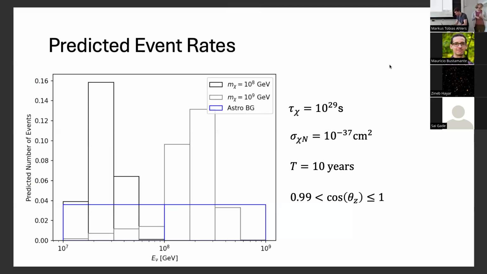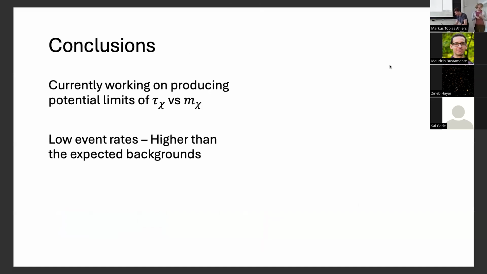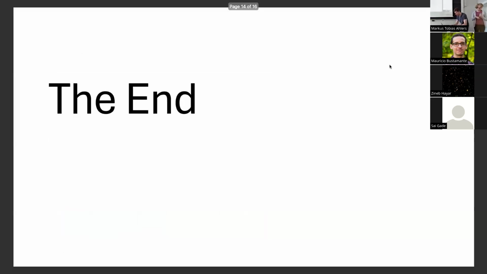We have some predicted event rates, which is for my sample case, and currently I am computing a larger case with more different values of the dark matter mass and lifetimes and such. It is not very high, and this is for 10 years of exposure, but it is significantly higher than the predicted astrophysical background, which is scaled to the current maximum allowed from signals. And this is for directly upgoing neutrinos only. I'm currently working on producing limits, which need more computing, and the event rates are low, but they're higher than expected.